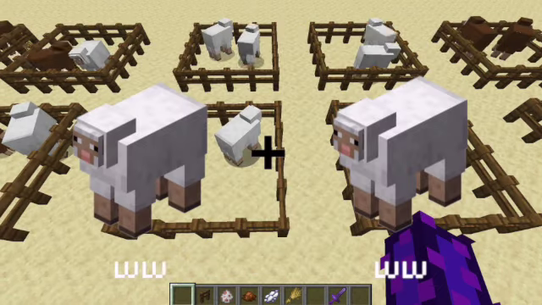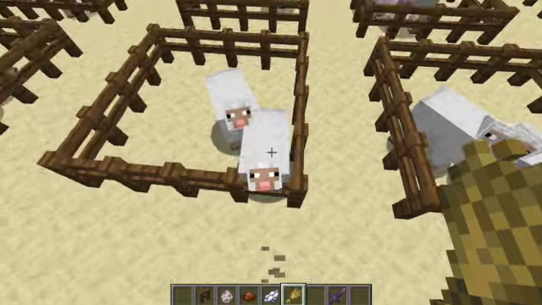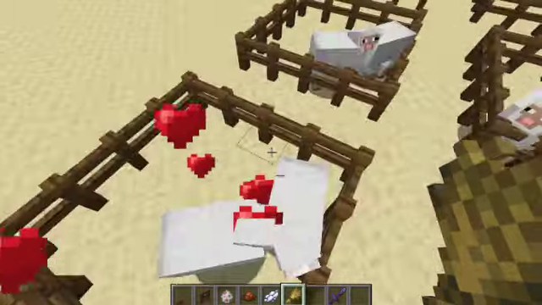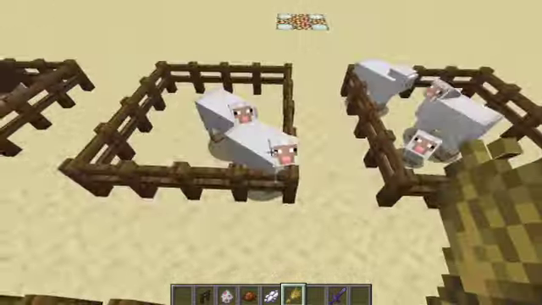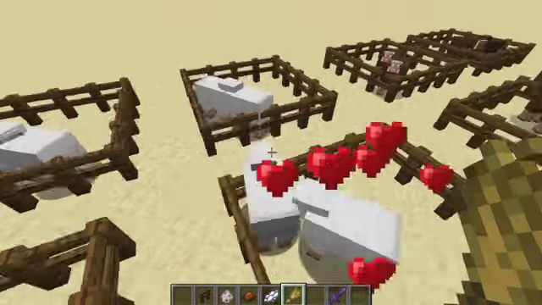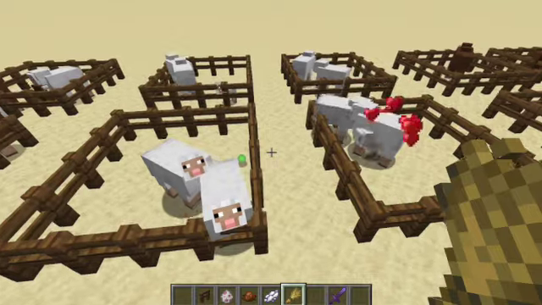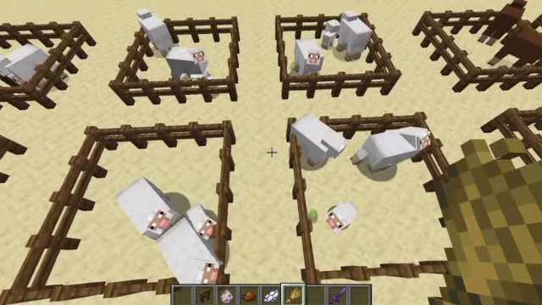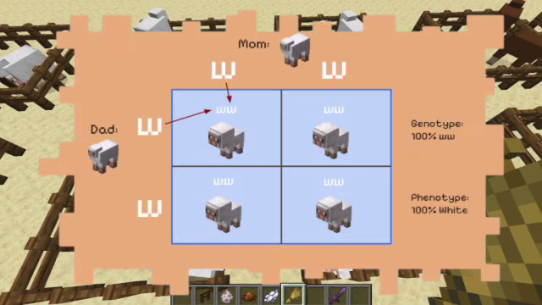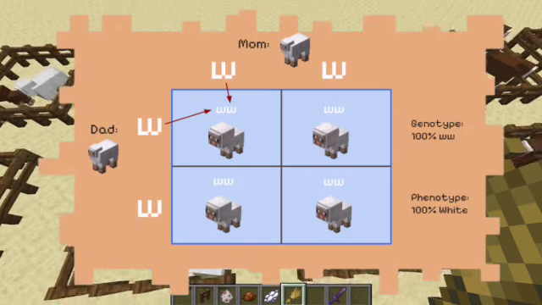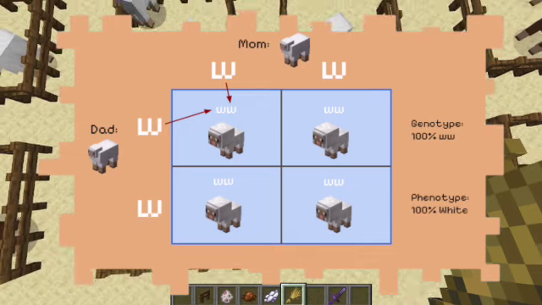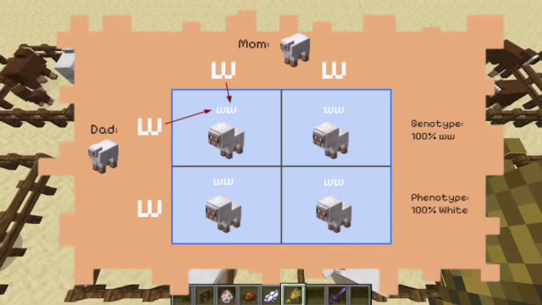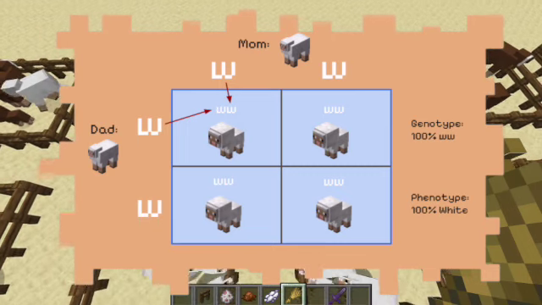Next, let's cross two homozygous recessive white sheep. Here, we can see that all offspring are white. Looking at our Punnett square, we can see that 100% of our offspring have the white wool phenotype and the small w small w genotype, meaning all offspring are homozygous recessive.